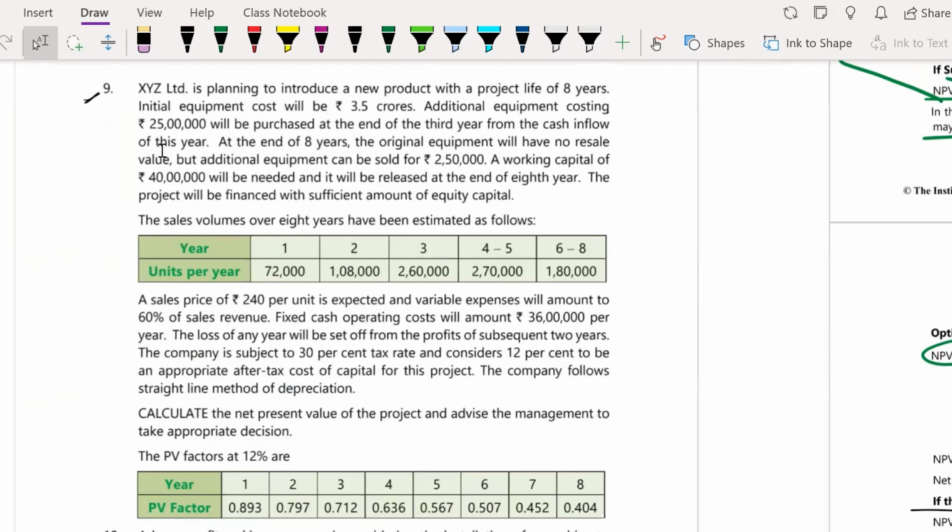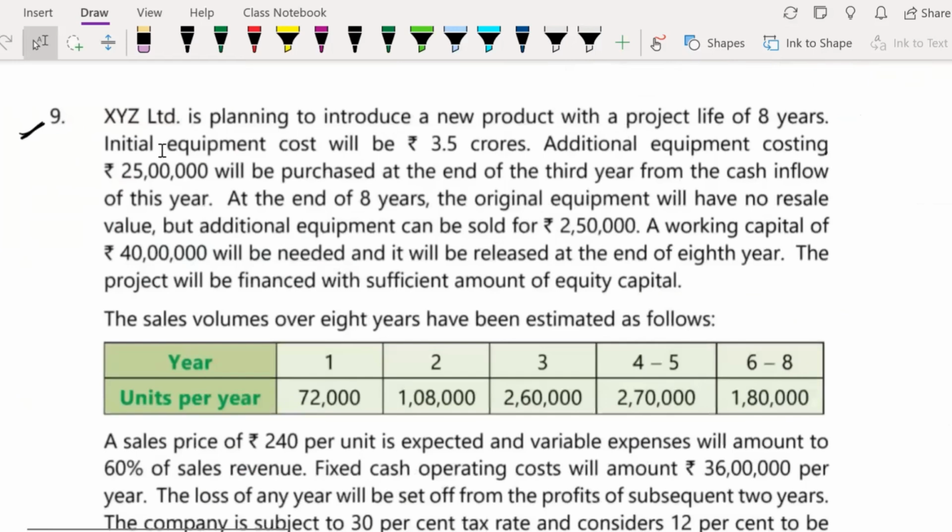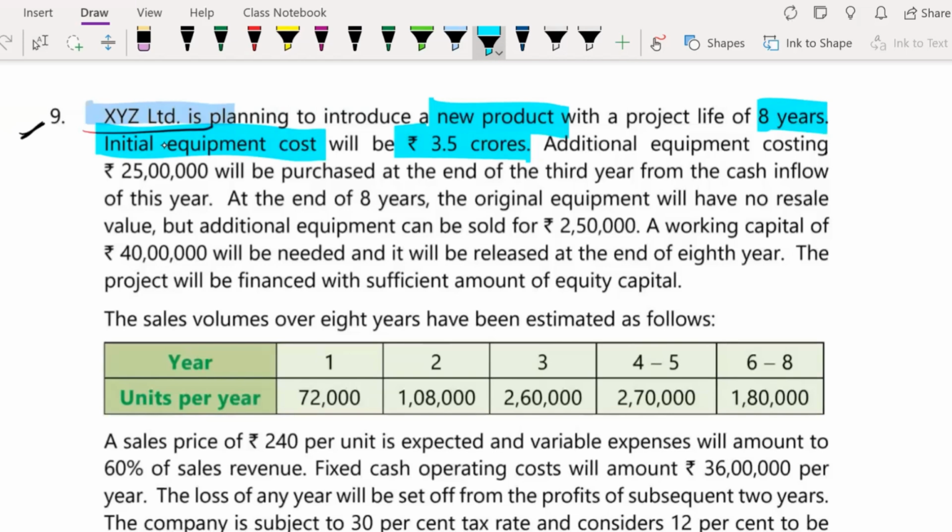Question number 9. Okay. So here XYZ Limited is planning to introduce a new product with a project life of 8 years. The initial equipment cost will be 3.5 crores. Additional equipment costing will be 25 lakh rupees, which will be purchased at the end of 3rd year. So here you have to purchase 2 things. One is initial equipment you will purchase at 3.5 crores, and then after that, at the end of 3rd year, purchase some additional equipment also, which will cost you 25 lakh rupees. Okay.